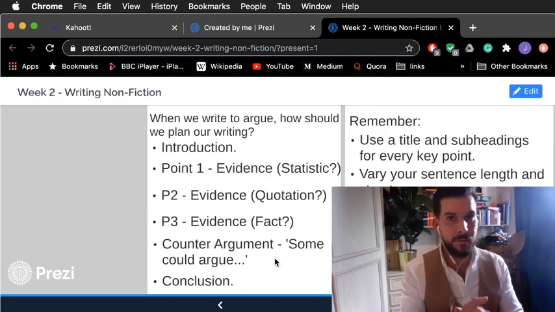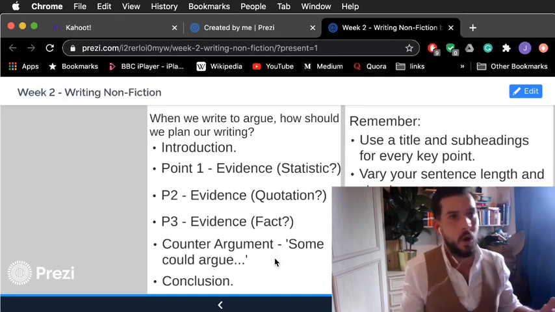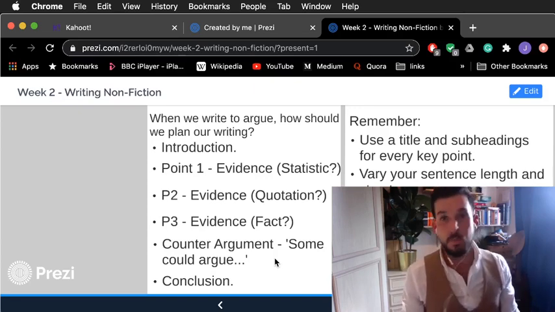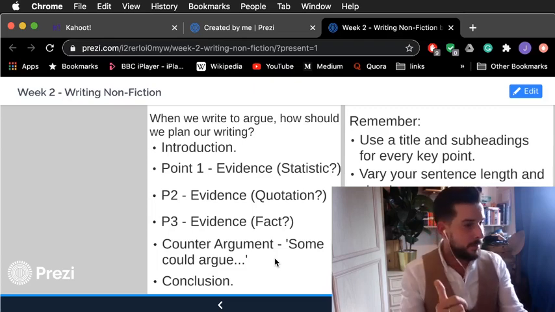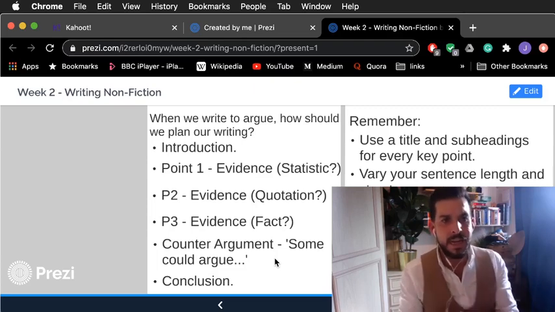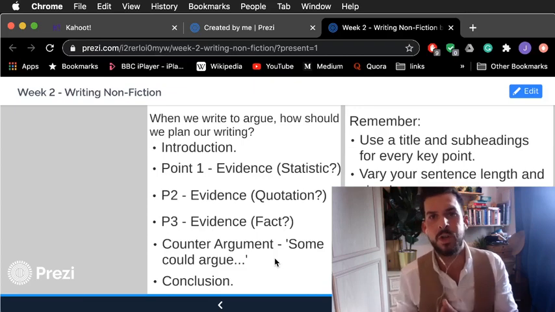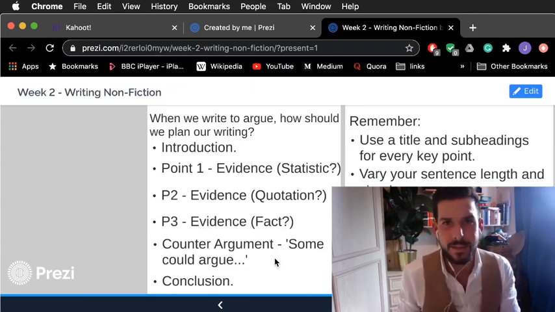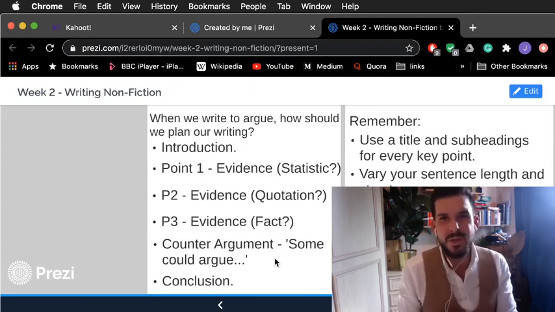So if you're going for TikTok, your counter-argument could be something along the lines of, some could argue that TikTok is being used for spying, for espionage, for stealing our data, which could make us unsafe. But that's when you tear it down. So you would turn around and say, but Facebook does that. But our mobile phones do that.